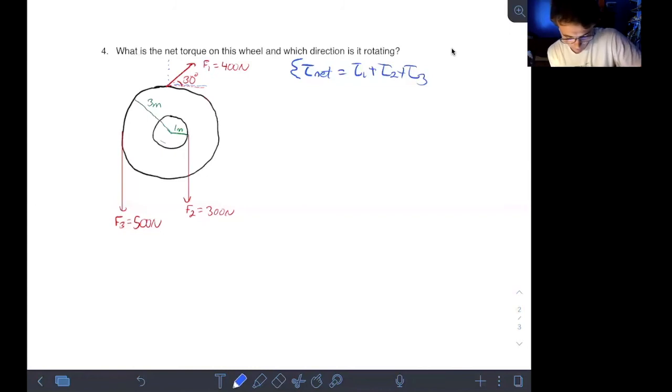So the torque for the first force is going clockwise, right? So it's going to be negative 400 times cosine of 30 times the distance, or the radius, so times 3. Okay, so that's for the first torque. That's the first torque right there.